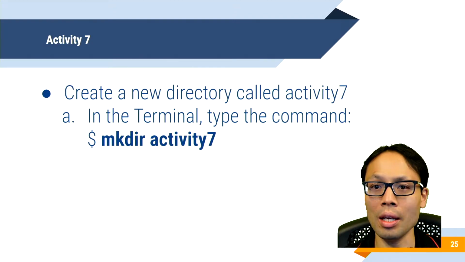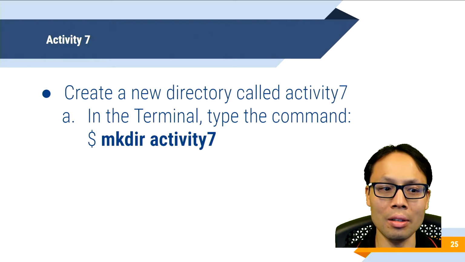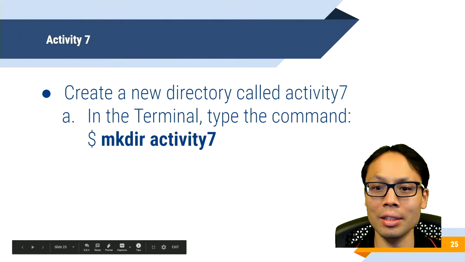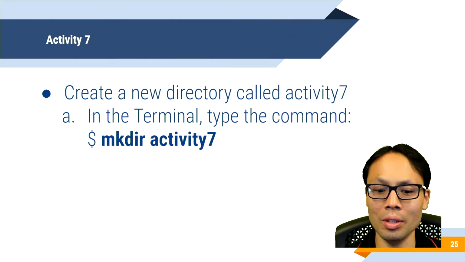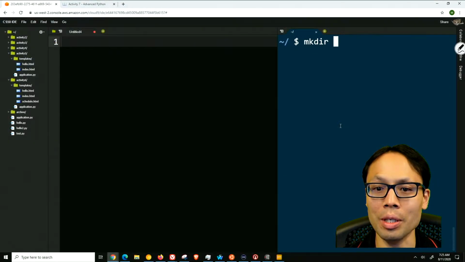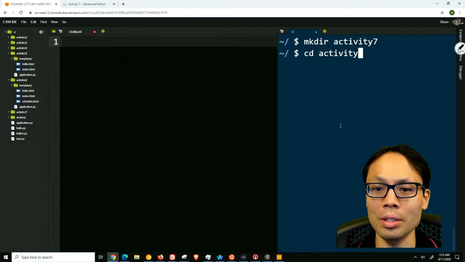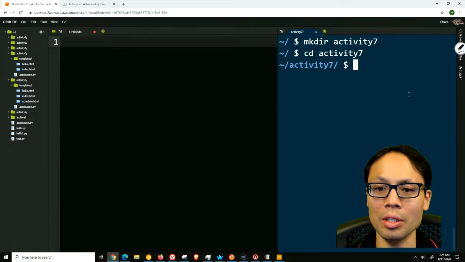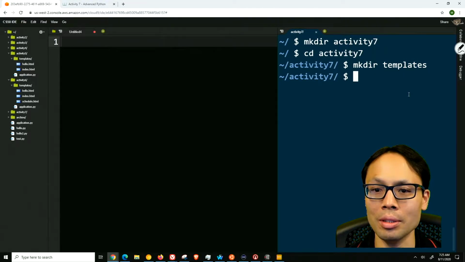So today we're going to learn about some new topics in Flask, which are routes and variables. So go ahead and create a new directory in your CS50 IDE. Go ahead and call it activity 7. So we'll go over to our CS50 IDE, and again we'll do mkdir activity7, and we'll go into that directory. We'll do cd activity7. All right. Also, you want to create your templates directory.